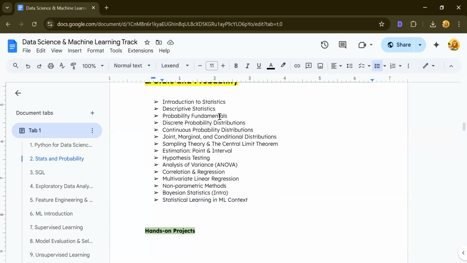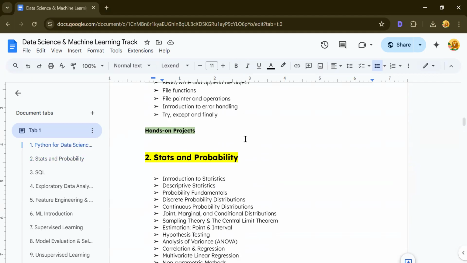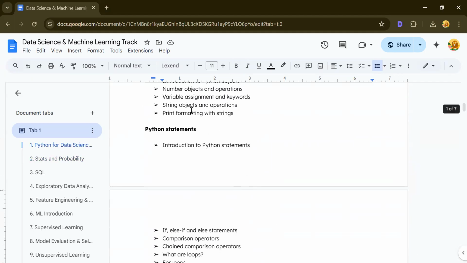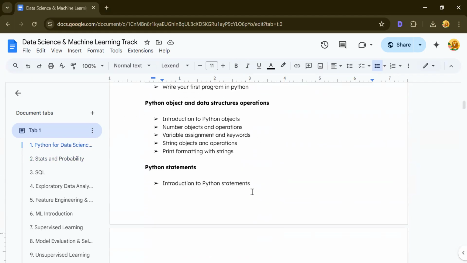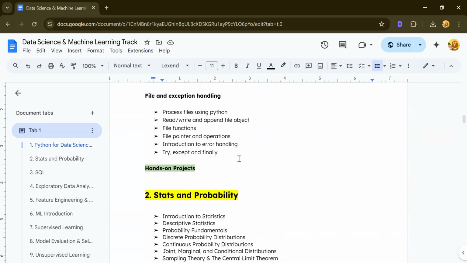Like you learn stats, right? In descriptive stats, you learn about mean, median, mode, and all. Here we will understand how we can apply all these concepts to ML problems. That is the basic idea. And at the end of each section, we will go through a couple of hands-on projects, enough to get a good hold of it.